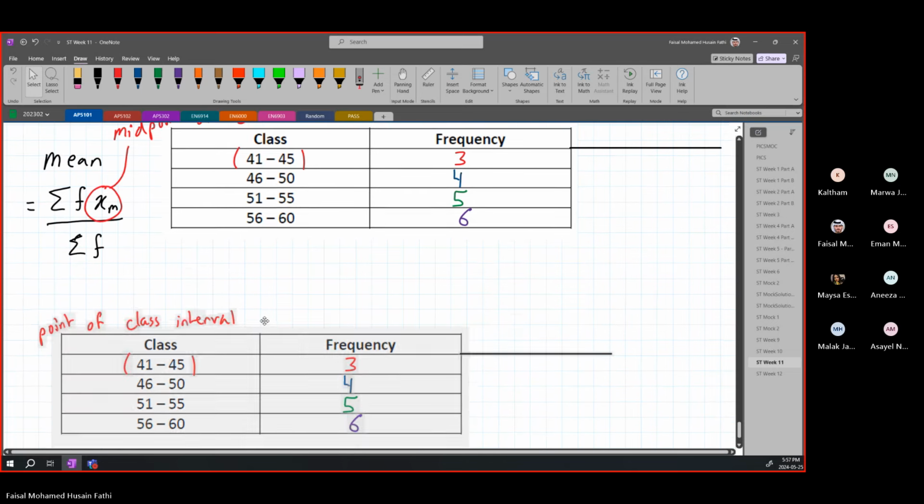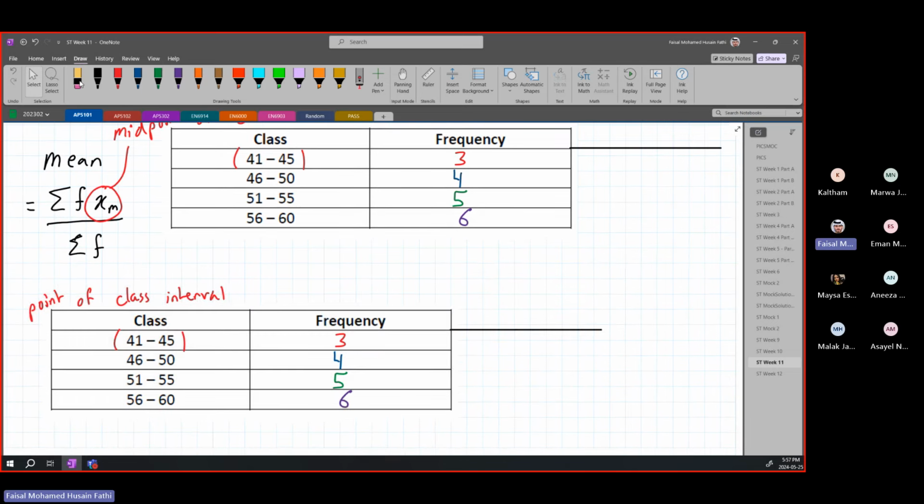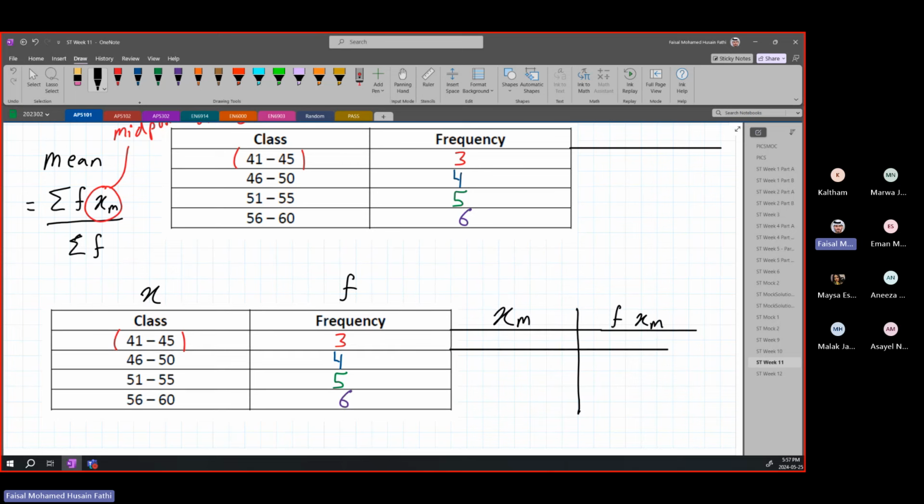So we are going to be adding 2 new columns over here. The first one you already know, the previous one we did, which is our frequency times x, but in this case I'm going to call it xm because this is our x data and this is our frequency. And here we are going to write our xm values, which is our midpoints. All right.